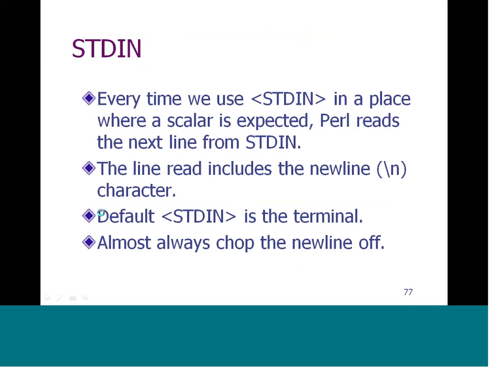The other thing that we talked about was the stdin. Every time we use a standard in place of a scalar expected, the Perl reads the next line from standard in. So essentially we can ask it to read any amount of text from the terminal by just using the standard in. One thing to note here is the line read includes the new line character. So if you want to remove the new line character you will do a standard in and then you need to do a chomp to get rid of the new line character.